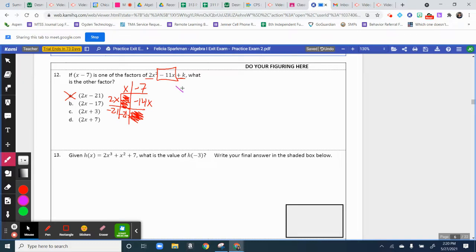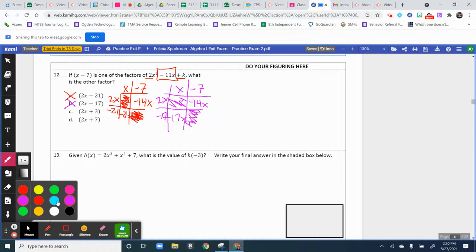So now I'll try x minus 7 and 2x negative 17. Again, I don't care about this one and I don't care about this one, so I cross those out. So I have negative 14x and negative 17x. Well, that's not adding to negative 11. So now I can try.